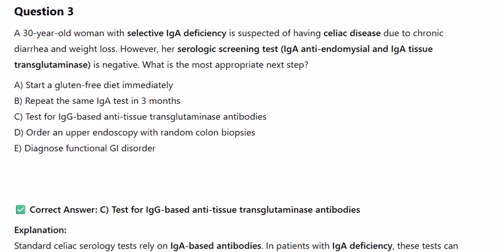A. Start a gluten-free diet immediately. B. Repeat the same IgA test in 3 months. C. Test for IgG-based anti-tissue transglutaminase antibodies. D. Order an upper endoscopy with random colon biopsies. E. Diagnose functional GI disorder. Correct answer C. Test for IgG-based anti-tissue transglutaminase antibodies.